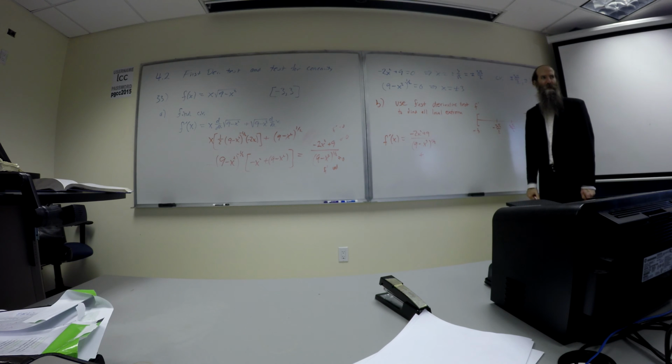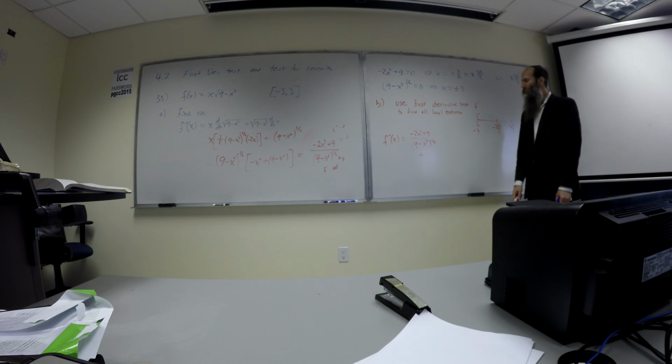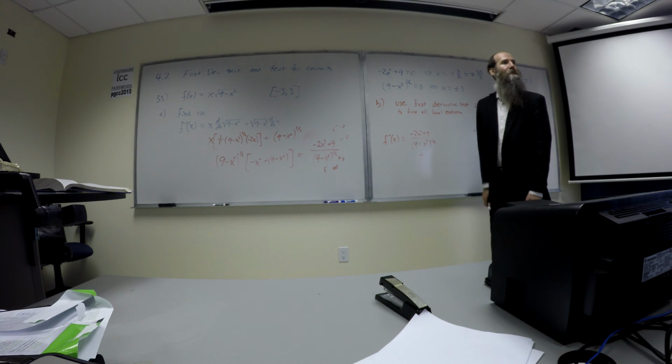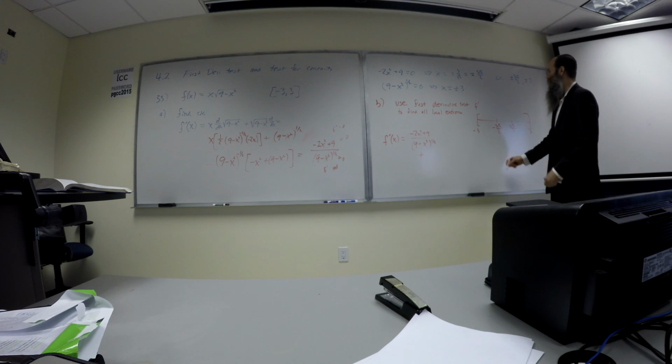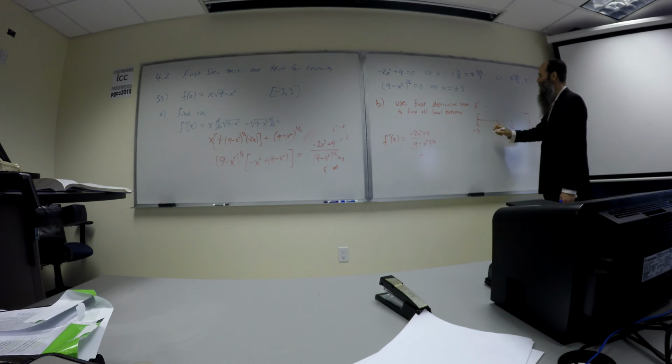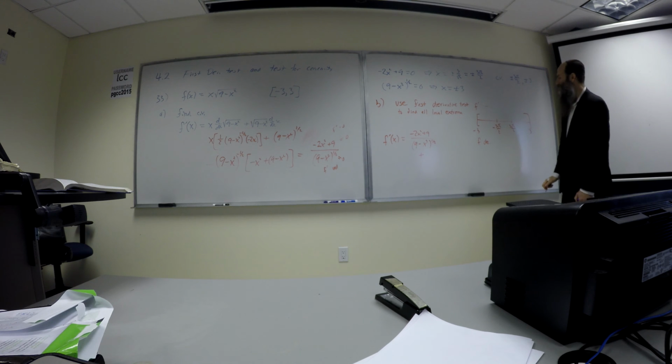Wait, I thought negative 2 would give you a positive output. No, but once you add the 9, that's it. Yeah, plus a 9. So we now know that it's negative on this interval. The first derivative is negative. What does that mean for the original function? It means the original function is decreasing.